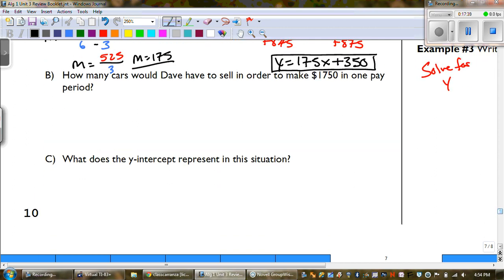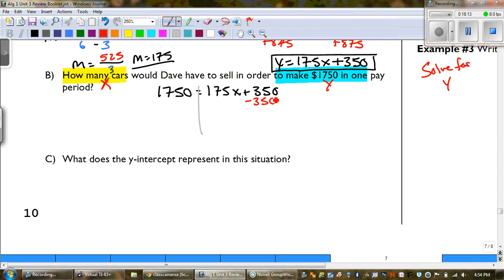B says, how many cars would Dan have to sell in order to make $1,750 in one pay period? Okay, so how many cars make 1750? Cars is your X, and money was our Y. So we know what the Y is. We just have to figure out what the X is, okay? So we have to solve.